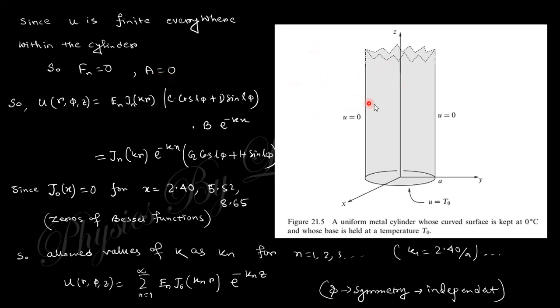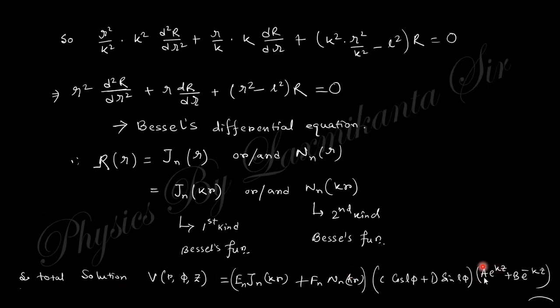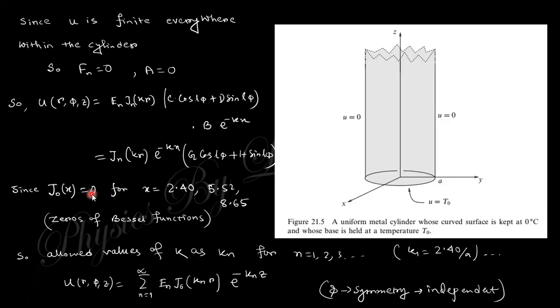Okay, and since the value is finite within that region, the exponential divergent term must be 0, and this other one also diverges, so these two must be 0 in this solution. So the solution will be like that.